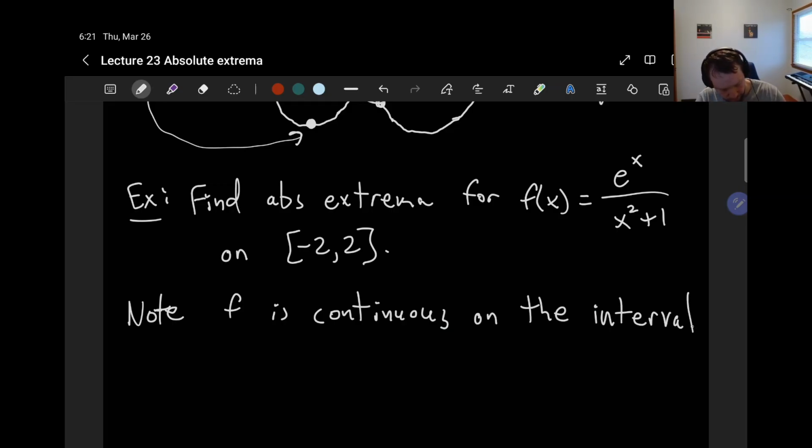On the interval. And we can know this for certain since this is a polynomial. The denominator is, I mean, it's never 0. And so it's perfectly well behaved, and so is the numerator.